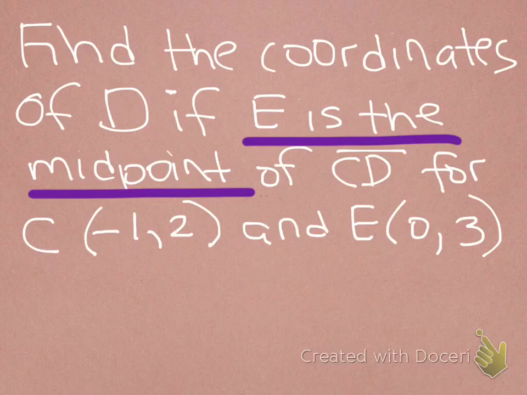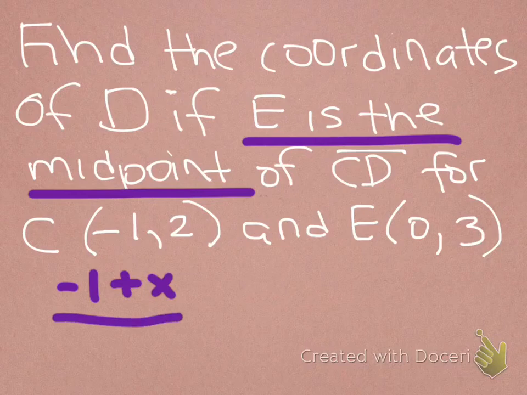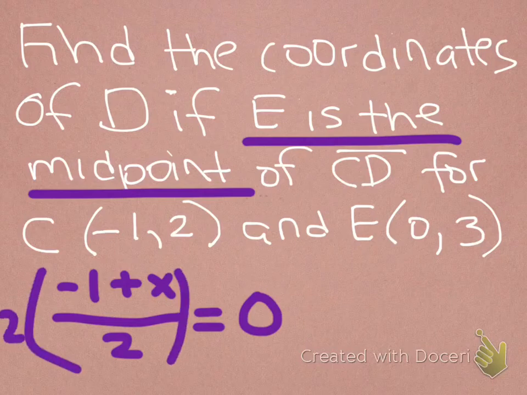So if we set it up with the midpoint formula, we have our x values, which is -1, plus our other x value, which we don't know, so we put it as x, over 2. And that's going to be equal to the midpoint x, which is 0. So we use that to solve for x. So we're going to solve by multiplying by 2 first.